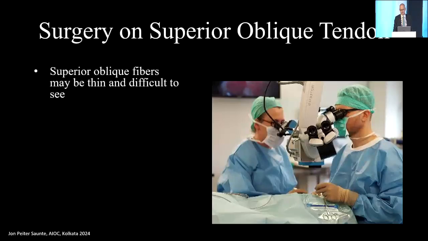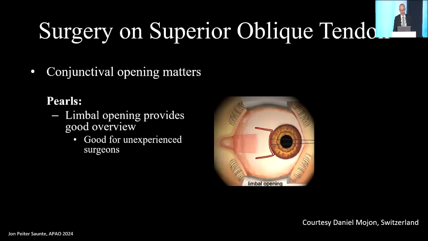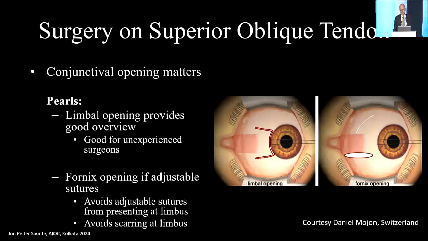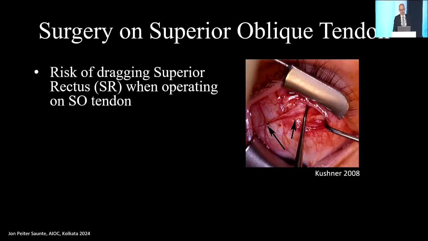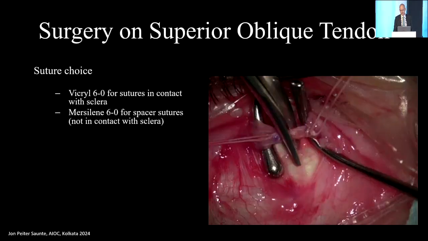When we do the surgery, we want to use a microscope. The microscope makes it easier to find these small details, and we use small tendon hooks. If you want to use adjustable sutures, opening away from the limbus is nice because the sutures won't pop out in the opening for you. If you have surgery on the superior oblique, remember there's a little tendon between the superior rectus and superior oblique. You cut it, and the Barbie retractor gives a good overview for cutting the tendon.